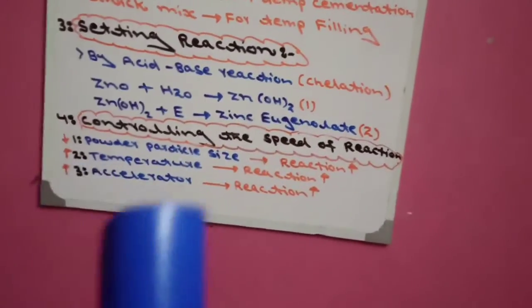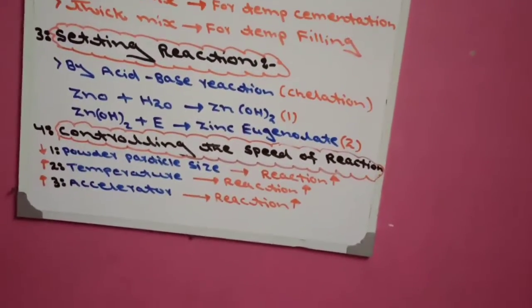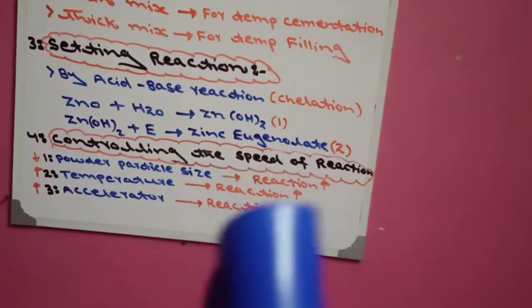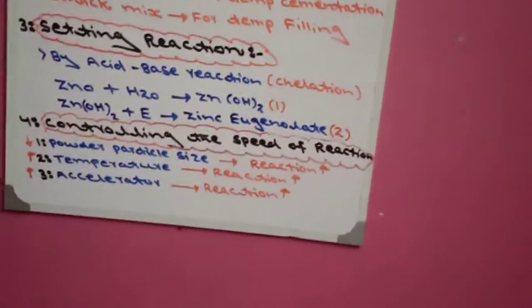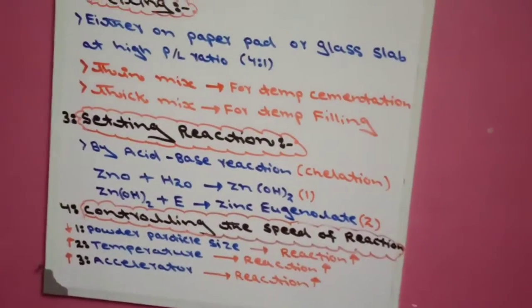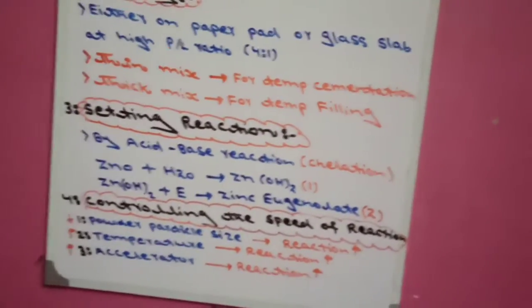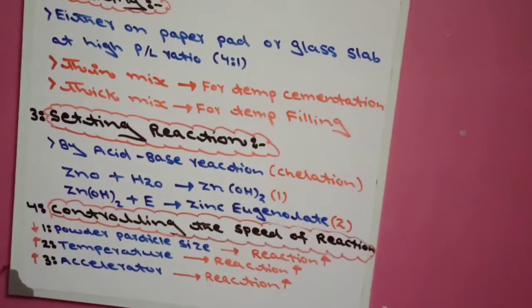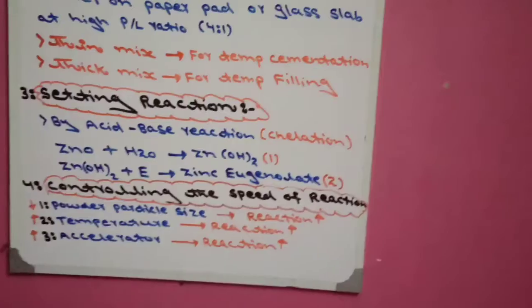Second, temperature. If temperature is high, again the reaction will be fast. Why? Because increased temperature increases the vibration of powder particles. Due to this vibration, they react very rapidly with each other. As a result, the reaction will be fast.